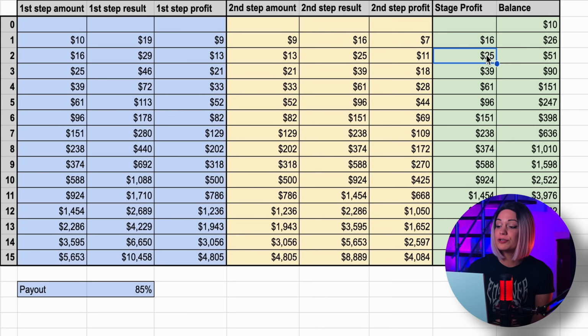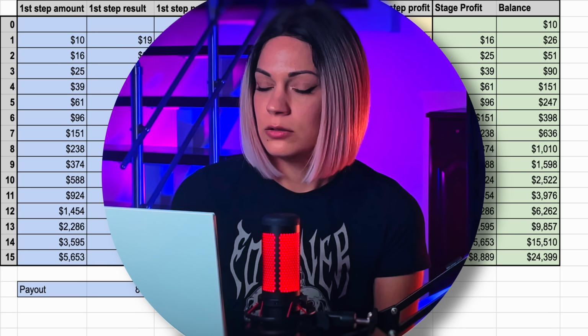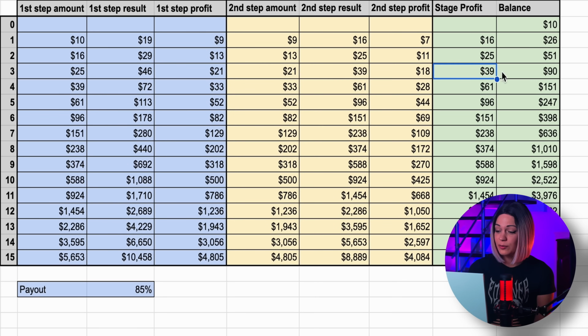So now we repeat the same steps, basically the same thing. Step number 1, stage number 3, using the profit from the previous stage, $25. Then we do the second step, using the profit from the first step of the third stage. That's how we are moving through this table.